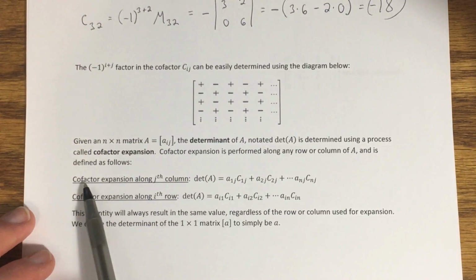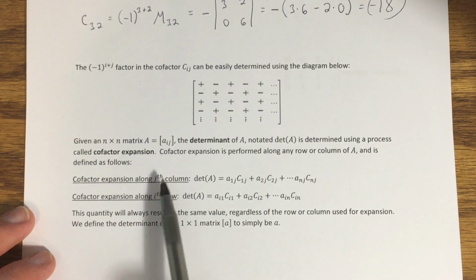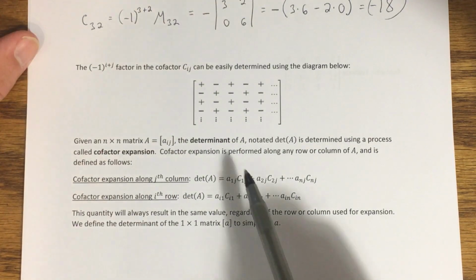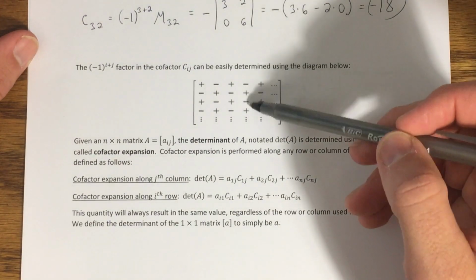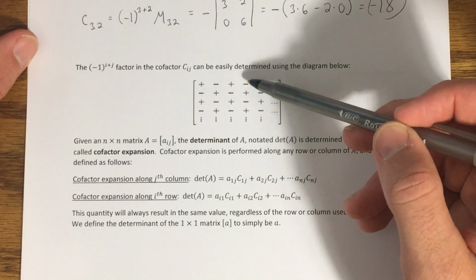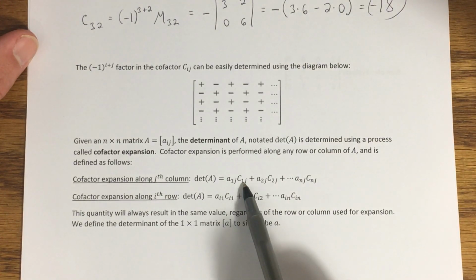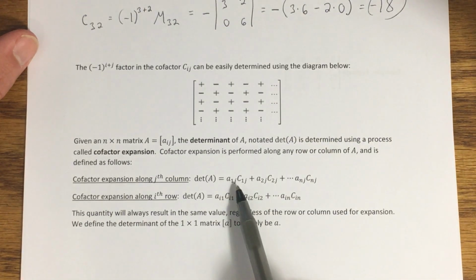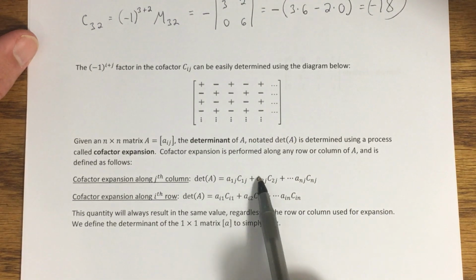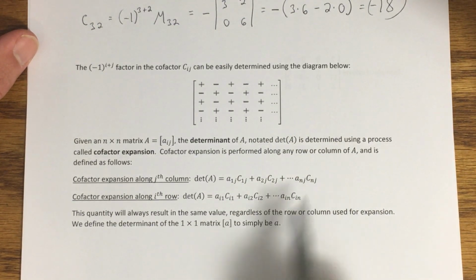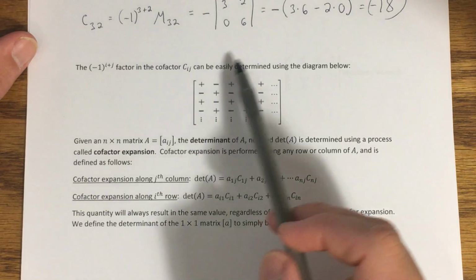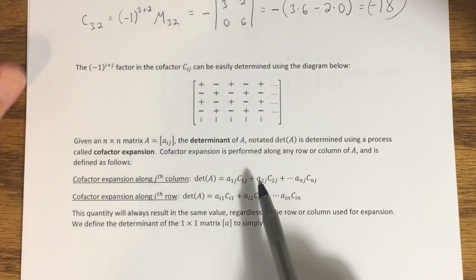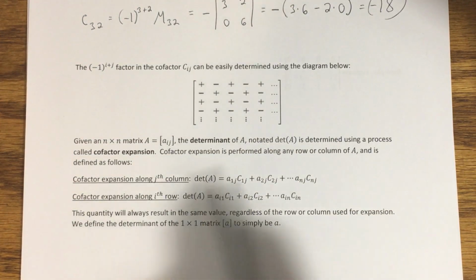So for example, if we want to do cofactor expansion along the jth column of our matrix A, then what we do is we find that jth column, let's say it's this one right here, and we multiply each entry in that column by the cofactor that's associated with that entry. And then we do that for every single entry in that column and add the results. Okay, and remember, whether we choose a column or a row, we have this alternating pattern of pluses and minuses. We have to be careful to keep track of those as we do this expansion.